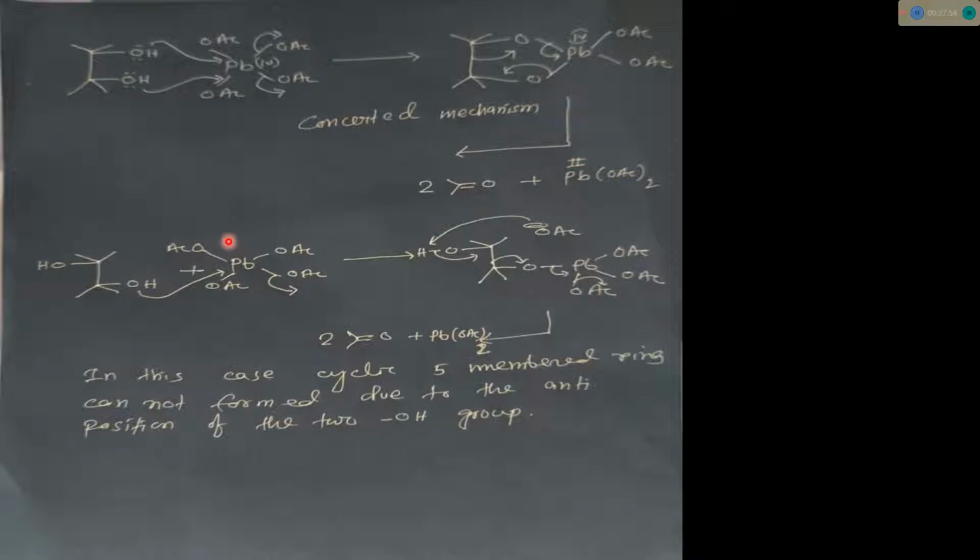So if there is a trans 1,2-diol, then see how the reaction proceeds. In the cis case it is a concerted mechanism, but in this case the mechanism will be stepwise. So first one OH attacks, one OAc leaves, then another OAc abstracts this proton, this bond will break, and so on to get two equivalents of carbonyl compound along with lead diacetate.